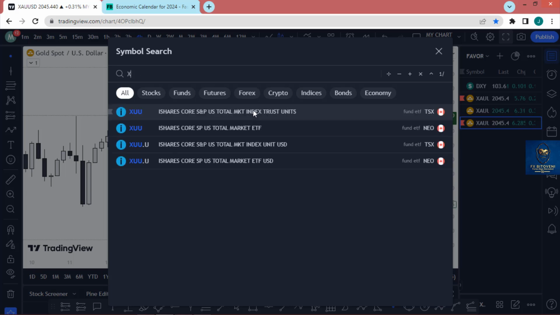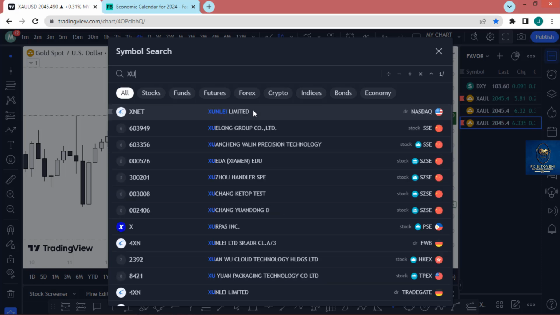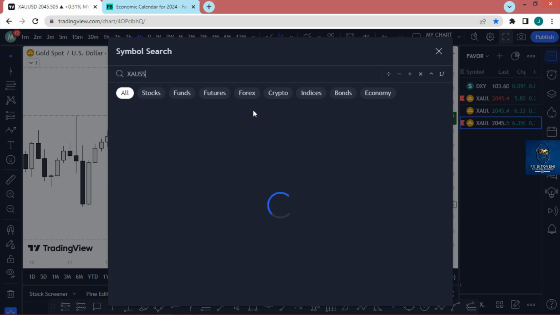XAUUSD. Trying to search gold, guys. Don't worry. And you can use another broker. You have different brokers, guys, and try to compare data. Hope you get the point. Try to compare data.